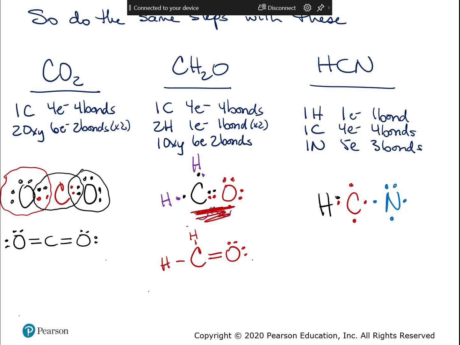And it would not be wrong if you put it above the carbon or below the carbon. It just has to get connected to the carbon. They can be above and below. They could be side by side. That would still be fine. I'm done. I've used my hydrogen, my carbon, my nitrogen.